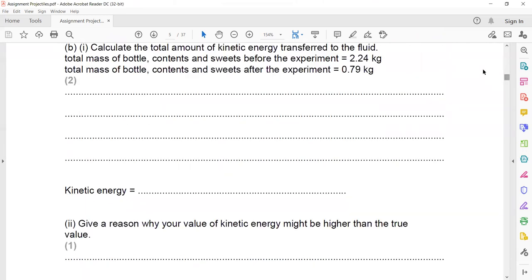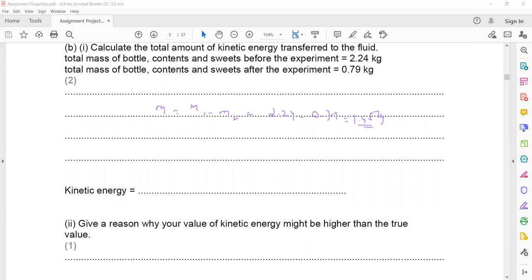The next part: calculate the total amount of energy transferred to the fluid. The total mass of the bottle containing the fluid before is 2.24 and after is 0.79. So how much mass of the fluid is transferred? That is m1 minus m2, which will give us how much liquid came out of the bottle. So 2.24 minus 0.79 gives us 1.45 kilograms.